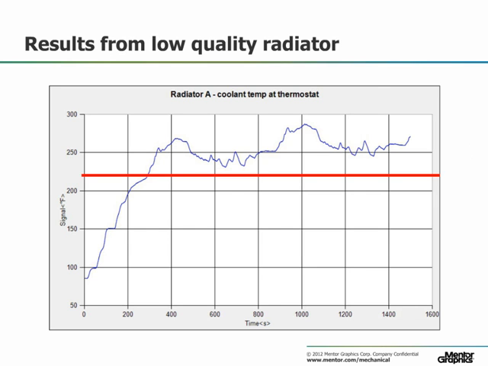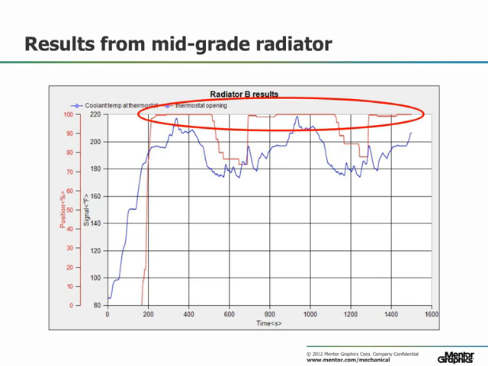The results of the first low-quality radiator show that the fluid temperature crosses the 220-degree threshold. This radiator should be rejected as it could lead to engine failure. The mid-grade radiator keeps the engine coolant at an adequate temperature, but it should be noted that it does come close to the 220-degree threshold and the thermostat is mostly fully open during this cycle. This doesn't leave much room should the engine be run harder or in hotter conditions. Further testing might be done to better qualify this particular radiator.